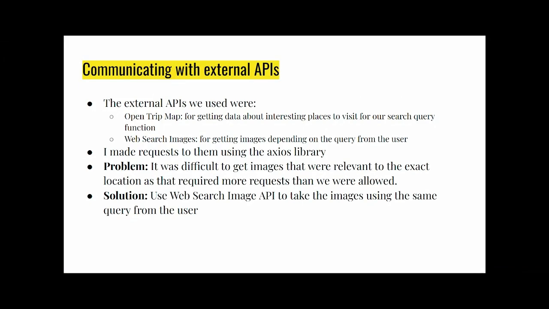The web image search API was used to just literally take the user's search, so London in this case, and then add some extra keywords onto that, like monument, culture, travel, whatever, and that could give some pictures of London which are relevant, but not exactly what we wanted.